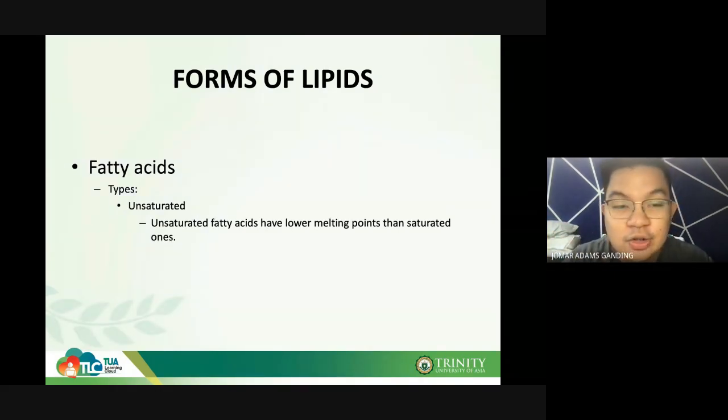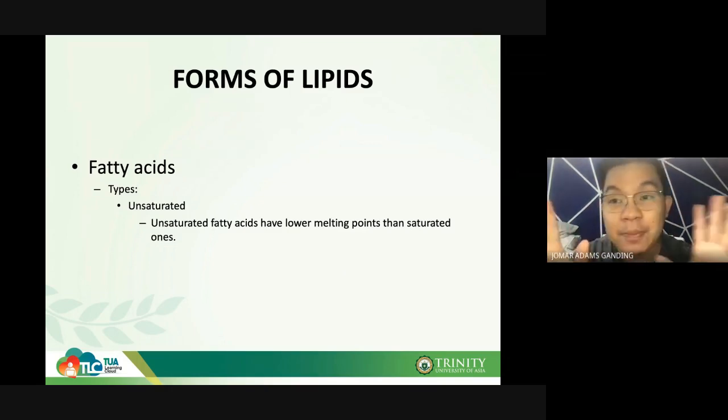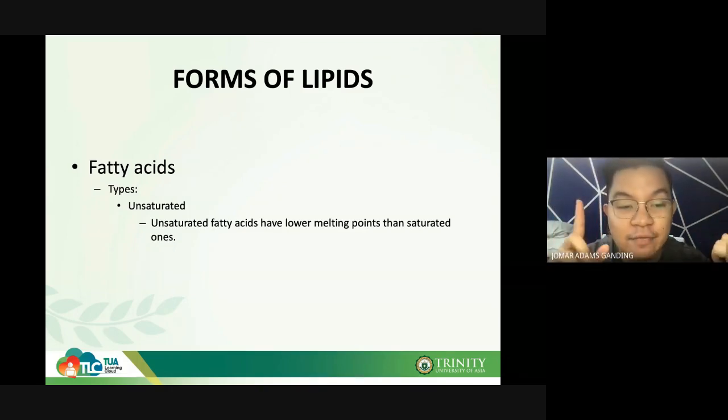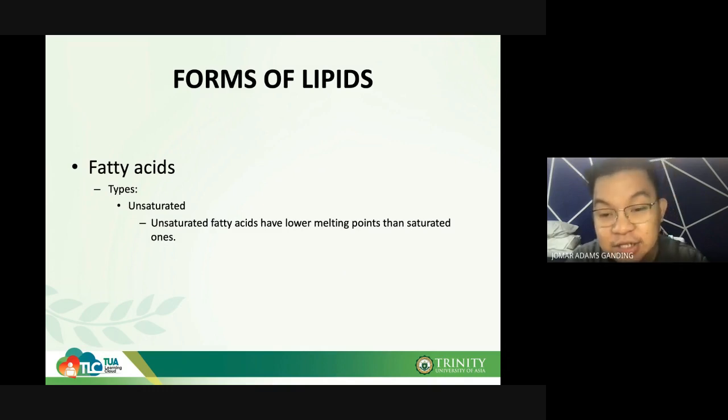Okay, so these are your fatty acids. I hope we're clear with fatty acids. Just to wrap it up, fatty acids are amphipathic, and there are two types of fatty acid, your saturated and your unsaturated fatty acid. I hope you will be able to differentiate one from the other.